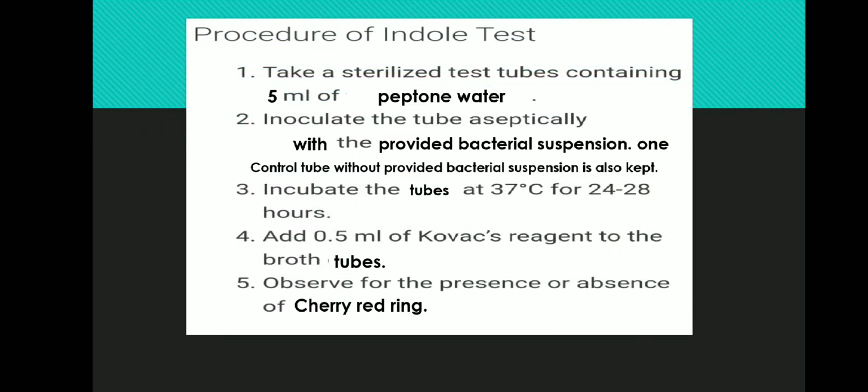Procedure: take sterilized test tubes containing 5 ml of peptone water, and inoculate the tube aseptically with the provided bacterial suspension. One control tube without the provided bacterial suspension is also kept. Incubate the tubes at 37 degrees Celsius for 24 to 48 hours. After incubation, add 0.5 ml of Kovacs reagent to the broth tubes. Then observe for the presence or absence of the cherry red ring at the top of the broth.